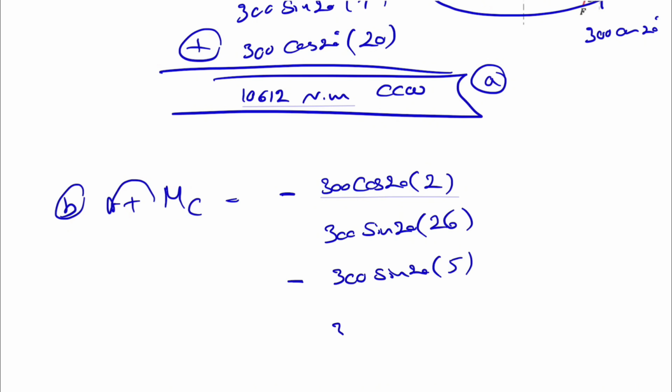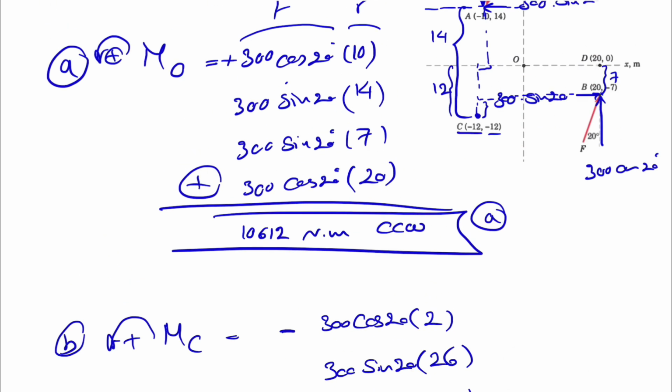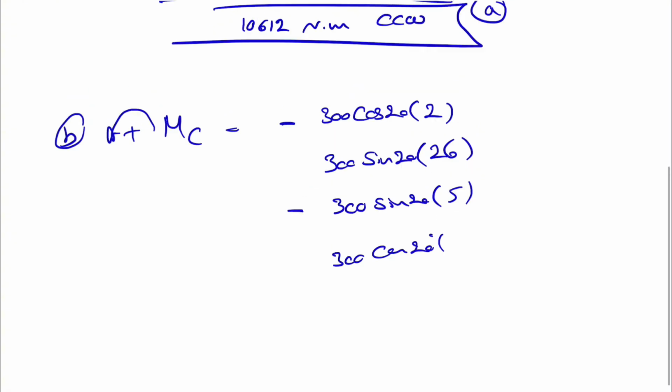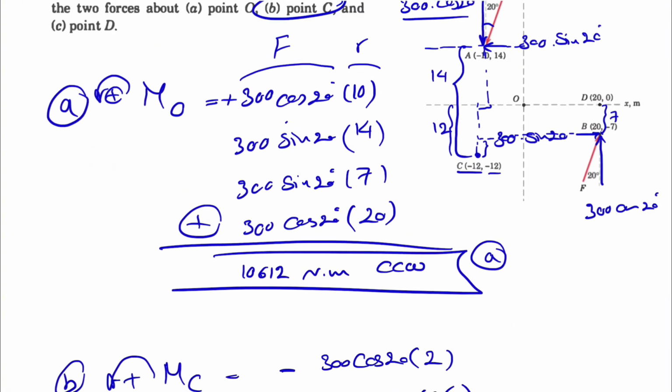And we have 300 cosine of 20 degrees, which if we look at it about point C, we see that this is the direction of the moment. So counterclockwise, we have a positive sign. And the distance that we are interested in from C to line of action is here plus here. So we know this is 20 degrees.